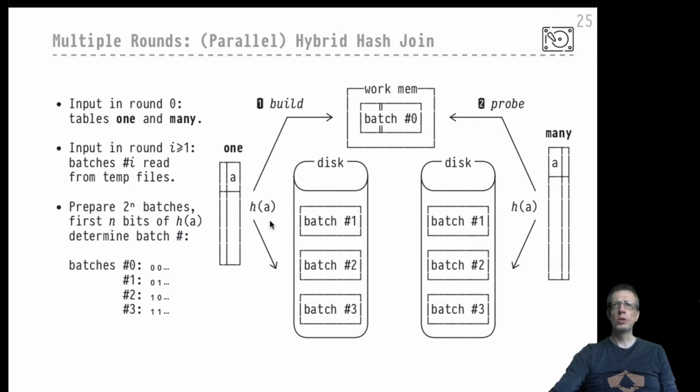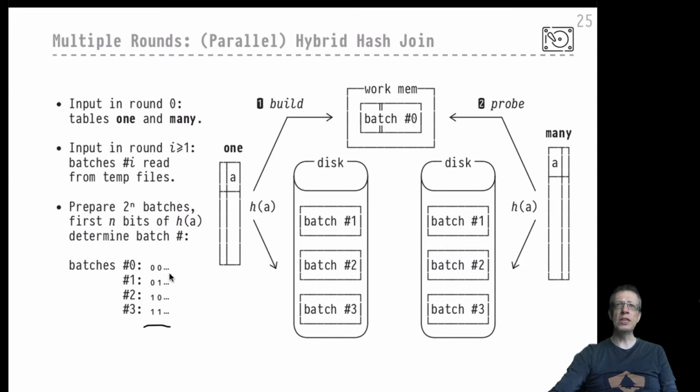So we would simply read the rows of the build table. Each of these rows would have a particular A value. The A value would be input to the hash function. We would look at the first few bits. In this particular picture, it would be the first 2 bits of the hash function result. The first 2 bits will decide where the row has to go.